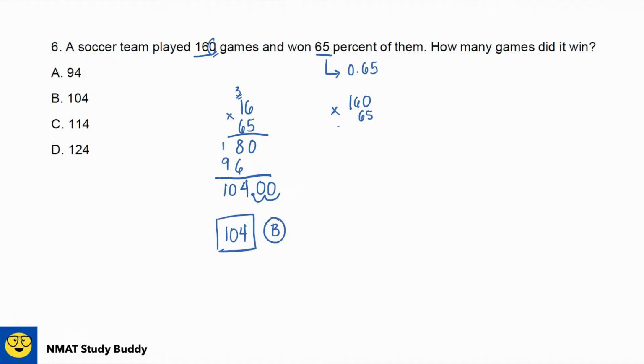So, kung nalilito kayo sa shortcut, pwede nyo namang gawin na i-multiply nyo lang, makukuha nyo is 10,400. And then, since naka-percent pa yan, i-move nyo lang yung decimal point to the left ng twice. Ganun pa rin yung makukuha nyo.